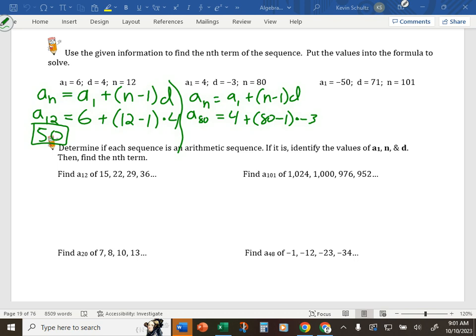239? Negative 239? No, I got... What'd you get, James? Negative 233. Negative 233? Yes, Taylor? Okay, we got some disagreement here.